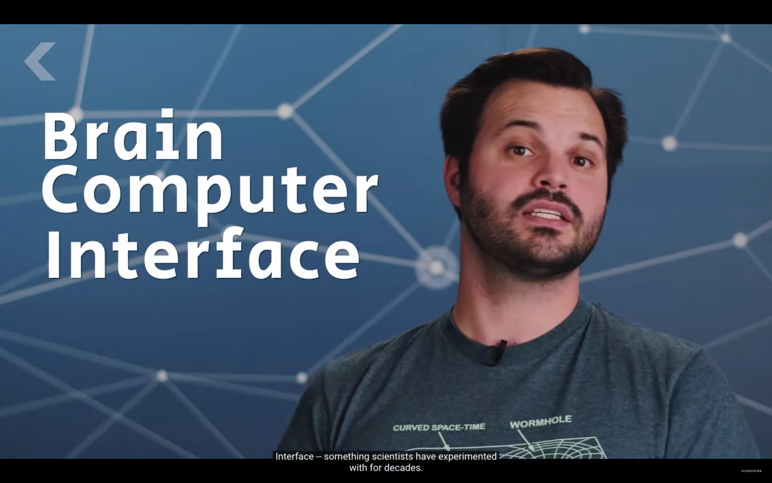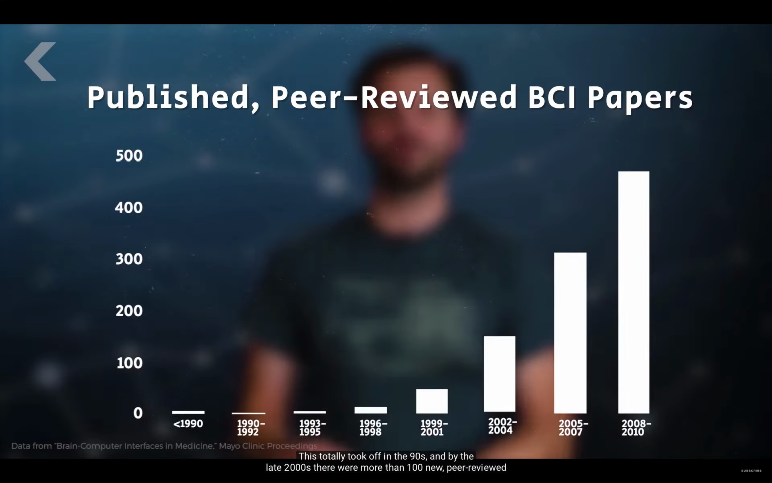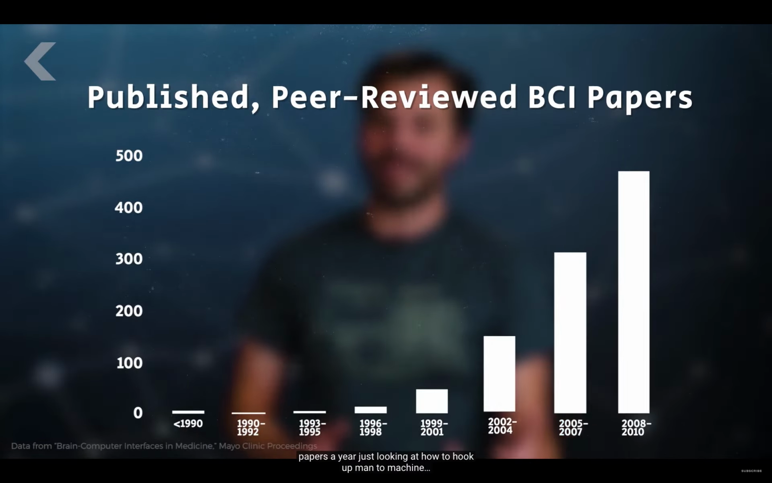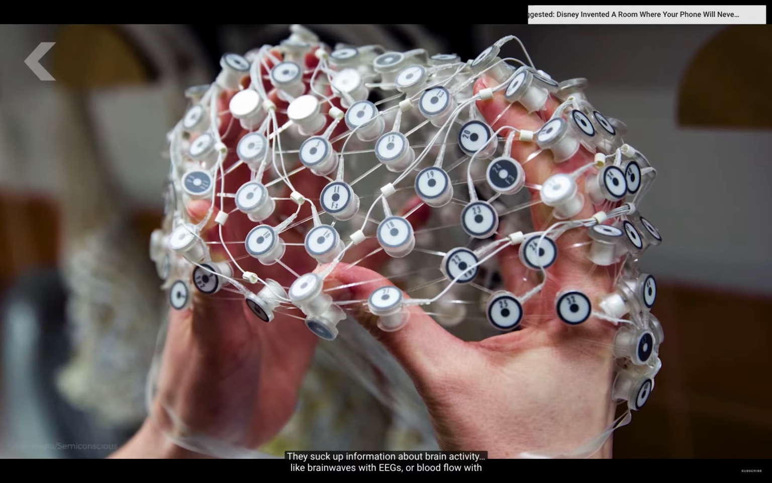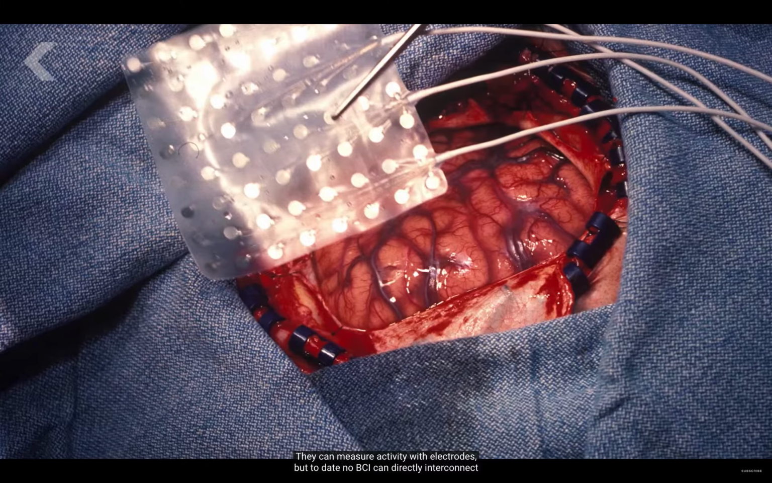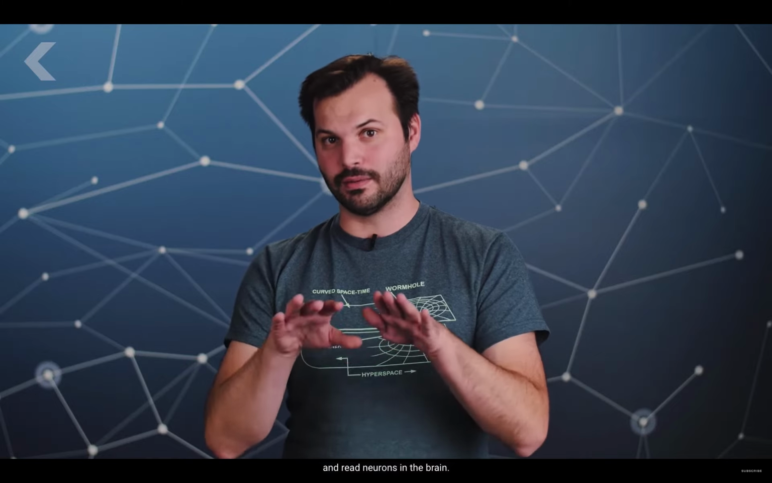Neural lace might sound shiny, but it's just another way of saying brain-computer interface, something scientists have experimented with for decades. This totally took off in the 90s, and by the late 2000s, there were more than 100 new peer-reviewed papers every year looking at how to hook up man to machine. We've hooked up rats to these things with mixed results. We've made it so paralyzed people could move a cursor or feel sensations. We've even made the whole system wireless. But right now, to be honest, BCIs are not awesome. They suck up information about brain activity, like brain waves with EEGs, or blood flow with fMRIs. They can measure activity with electrodes, but to date, no BCI can directly interconnect and read the neurons in the brain. We just get a general idea of what's going on.